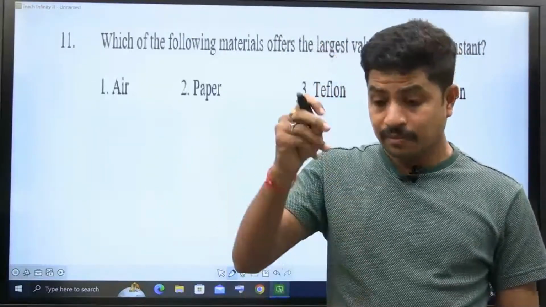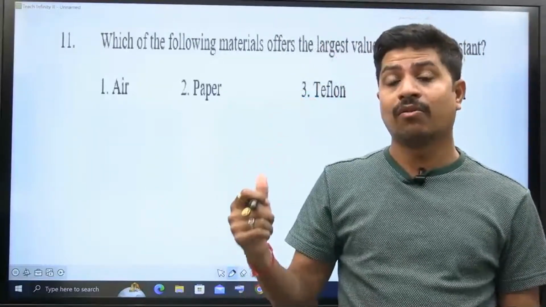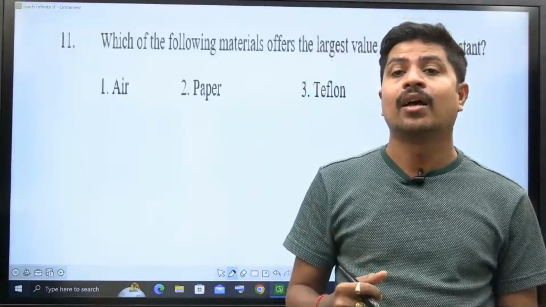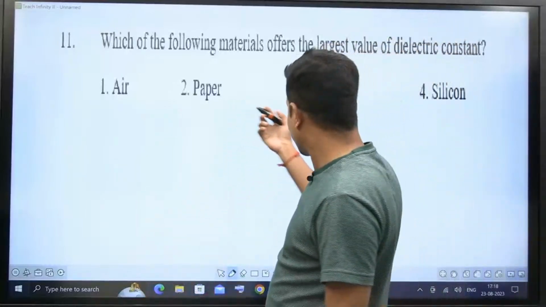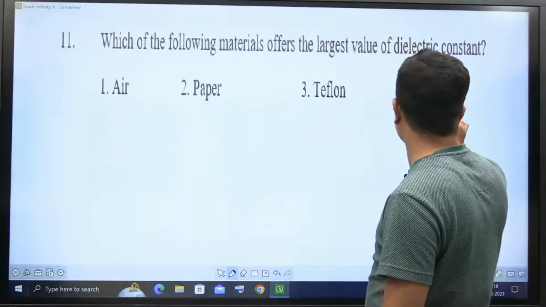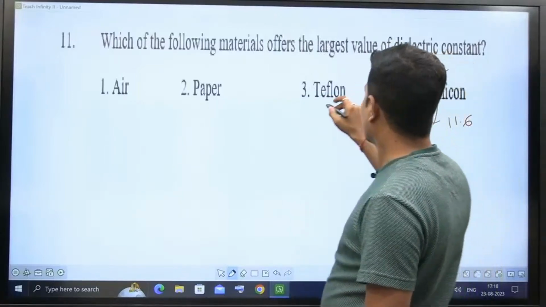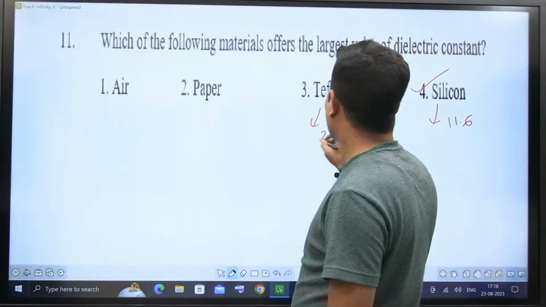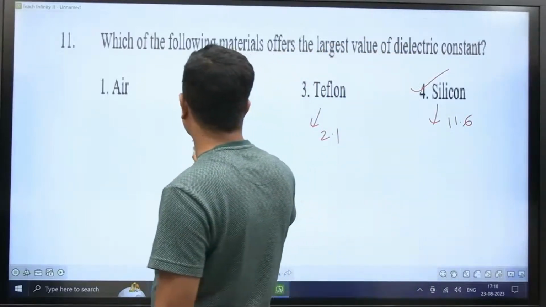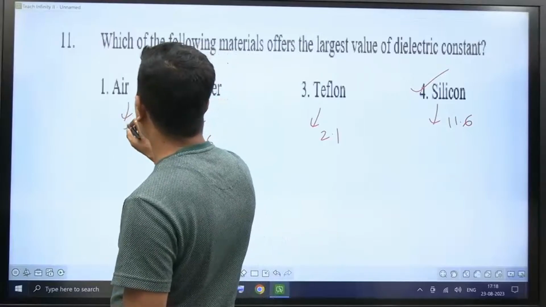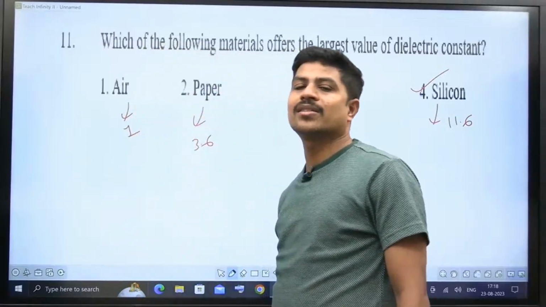The dielectric constants of various materials, you can remember. The answer is silicon, which has 11.6. Another is going to have 2.1, another around 3.6, and another is equal to 1. So here there is nothing to understand, just to remember.